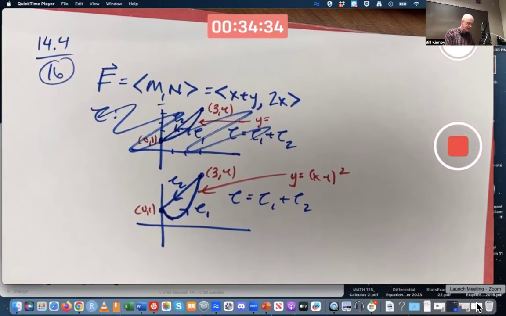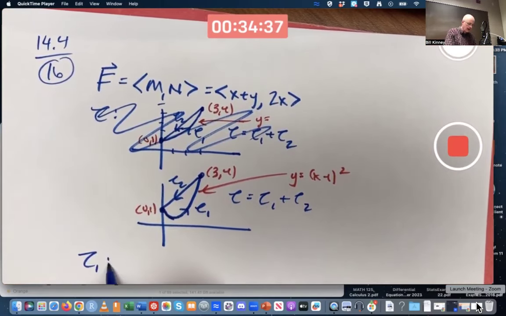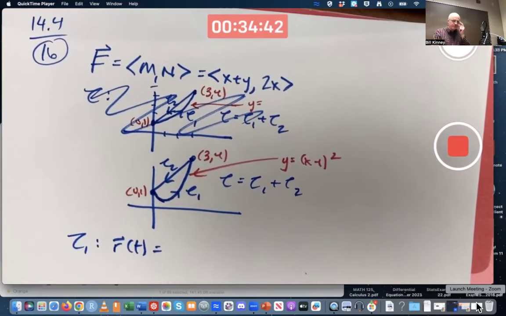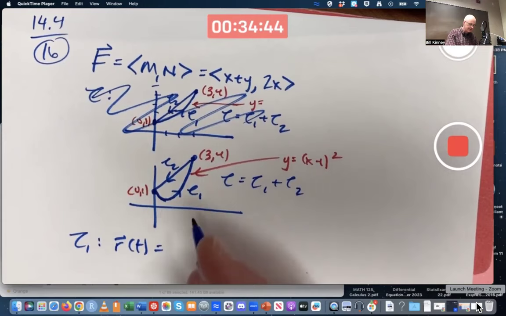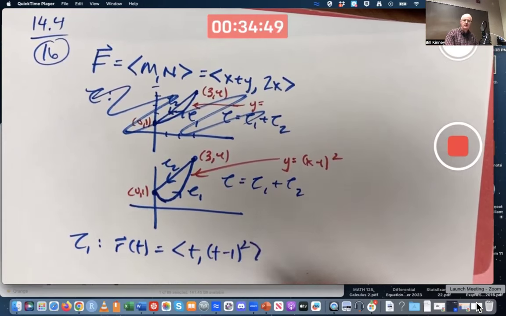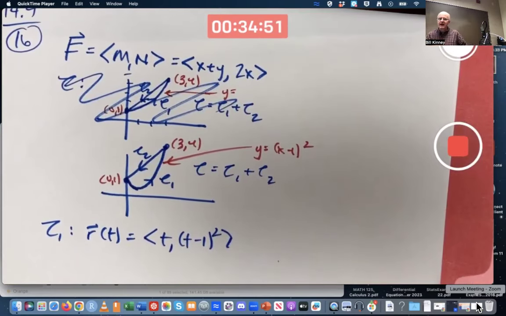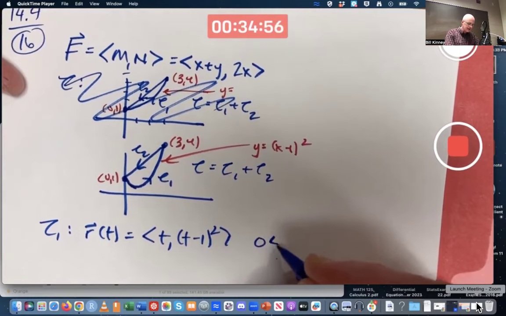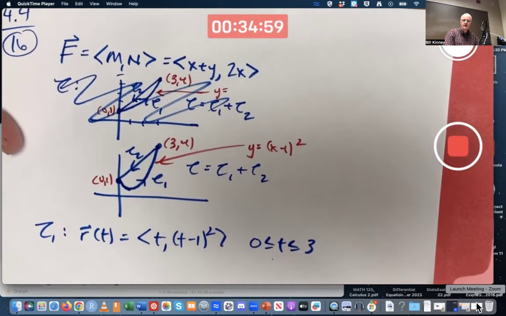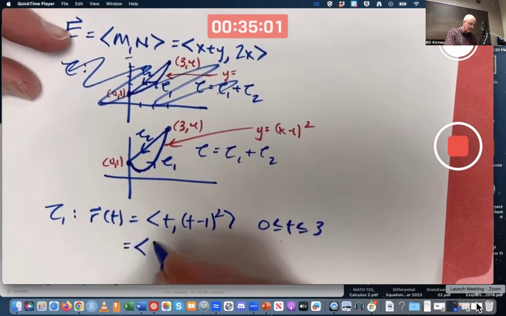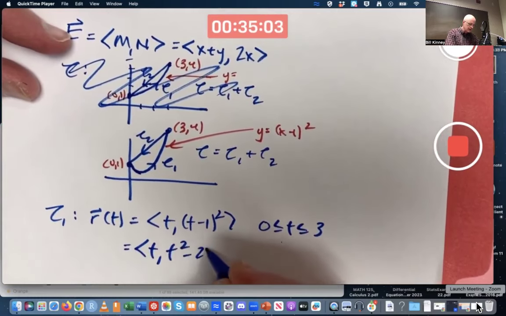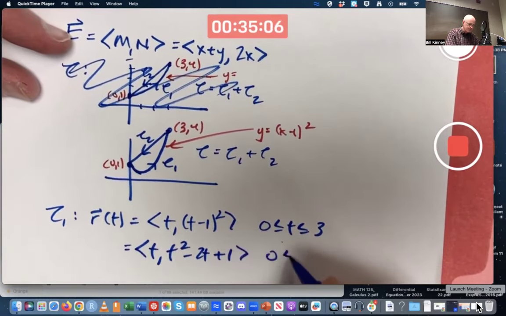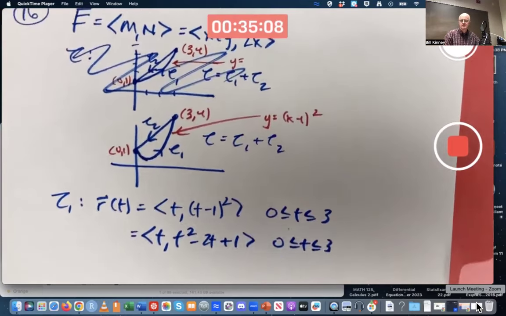You've got to figure out parameterizations. For C1, there's infinitely many choices for parameterization. Seems to me the simplest would be to let x be t and let y be (t minus 1) squared. That'll be on that parabola y equals (x minus 1) squared. t goes between 0 and 3, which if you like, you can expand out the second component to t squared minus 2t plus 1, though you don't have to do that.